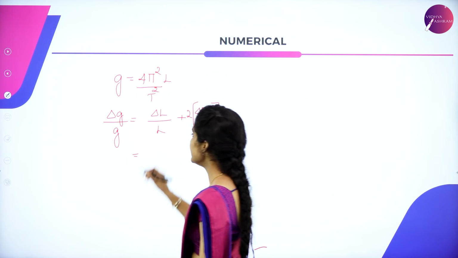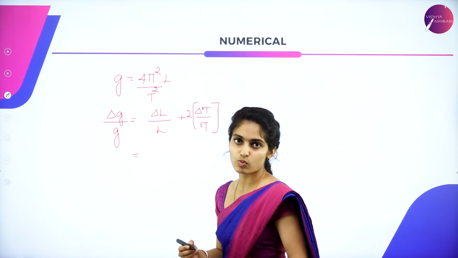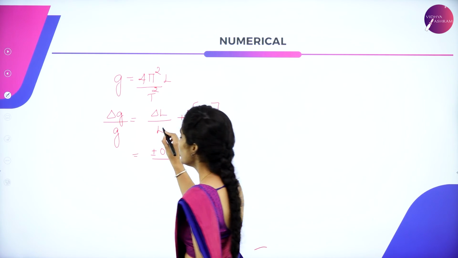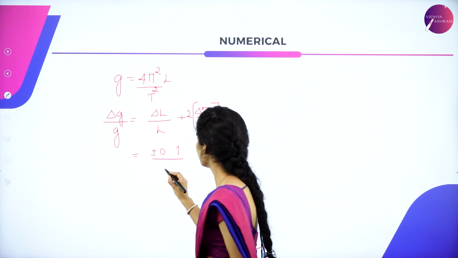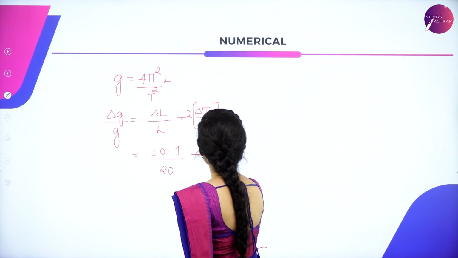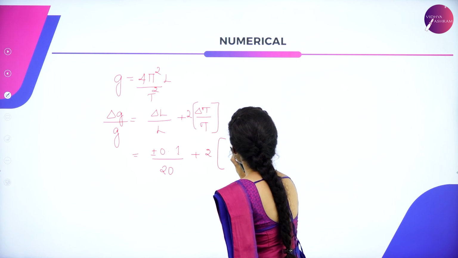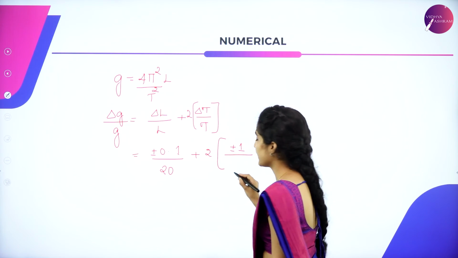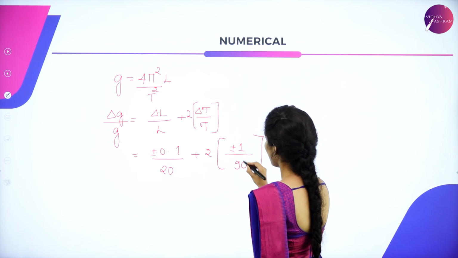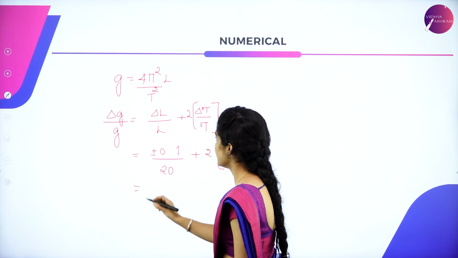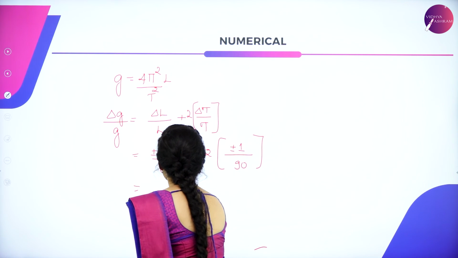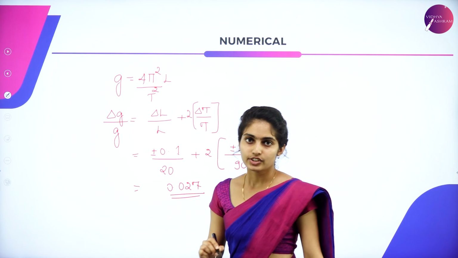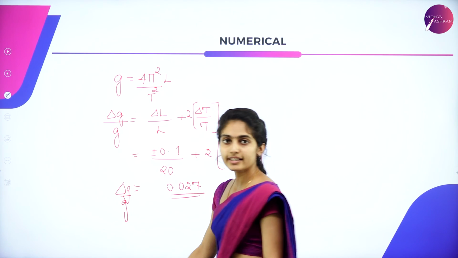Okay, so now delta L. What is the value of delta L, whatever you have got? That is plus or minus 0.1 divided by the value of L, which is 20, plus 2 into delta T, that is plus or minus 1 resolution, and the time taken, T, is 90 seconds. So on simplification, you get delta G by G as 0.027.